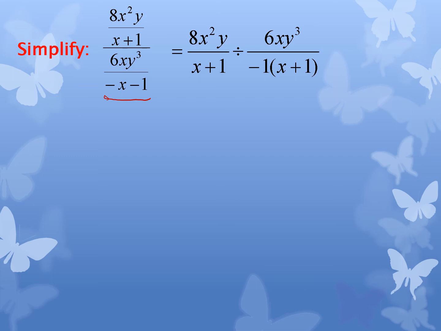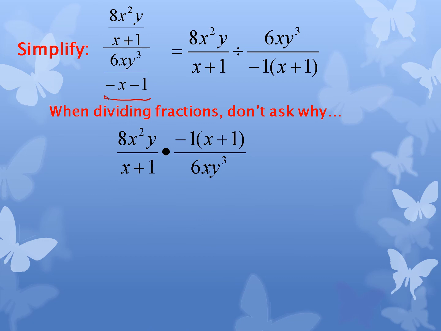Now, we're going to remember that phrase we learned in school. When dividing fractions, don't ask why, flip the second, and multiply. Woohoo! So we are going to flip the right side and change it to multiplication. Now, we want to factor and reduce. So do I see any common factors that will cancel out? And the answer is yes, x plus 1.